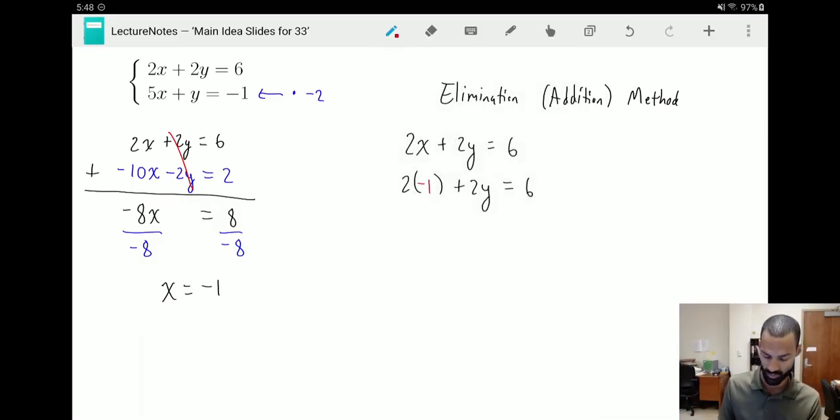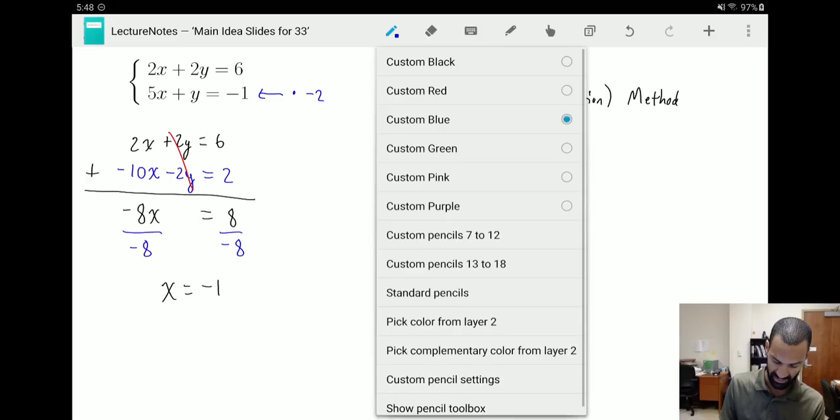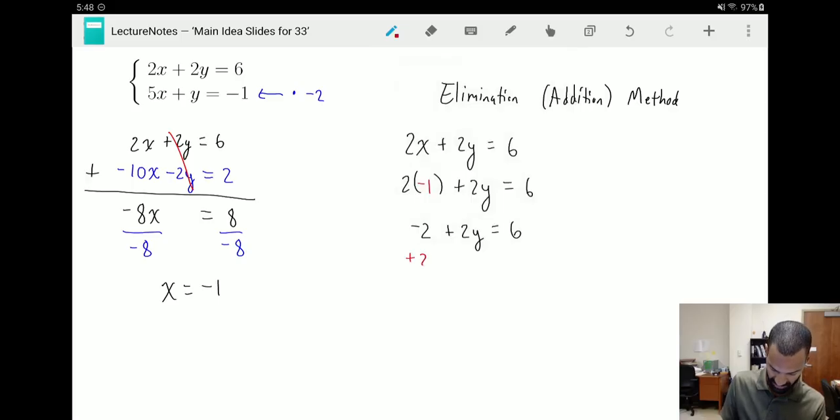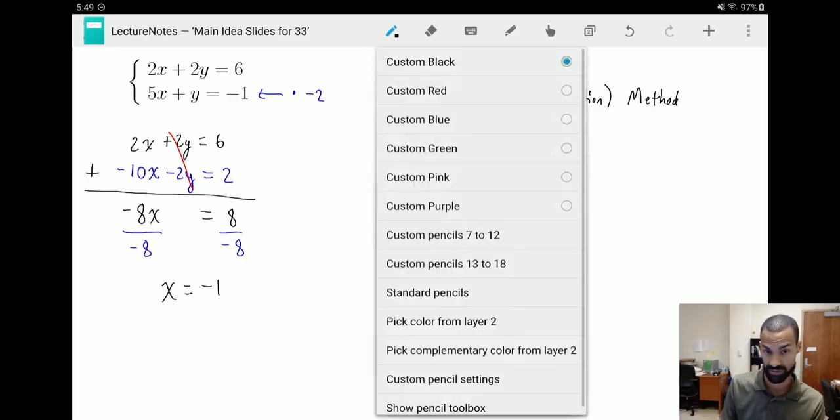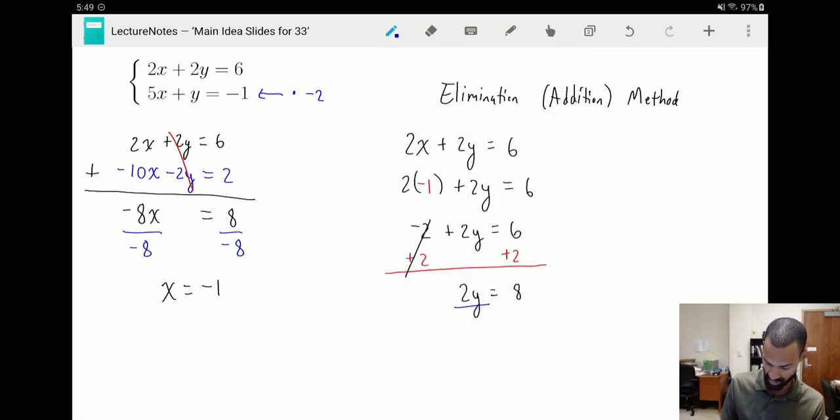2 times negative 1 plus 2y equals 6. Well, 2 times negative 1 is negative 2. So negative 2 plus 2y is equal to 6. Let's add 2 to both sides. Those will cancel. 2y equals 8. Divide both sides by 2.